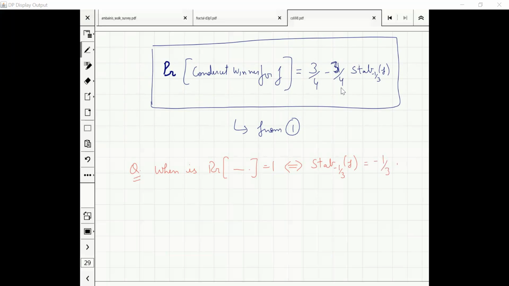Do you agree with my solution here? This probability is 1 if and only if stability -1/3 of f is -1. Do you agree? You clearly see that if I pick it to be -1/3, then the 3 and 3 will cancel and I will get 1. This is something which you can all do. The bigger question is, when is this stability going to be -1/3?